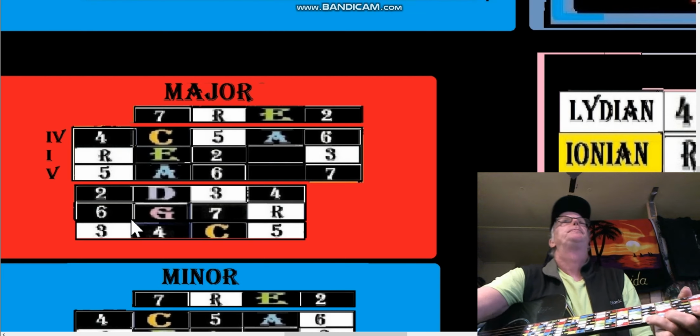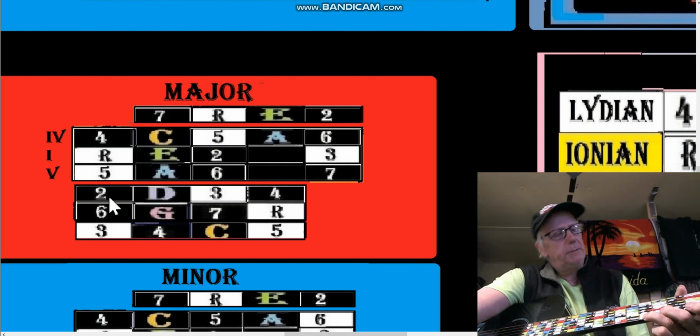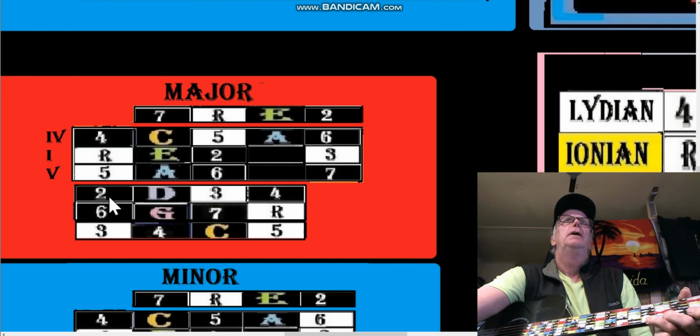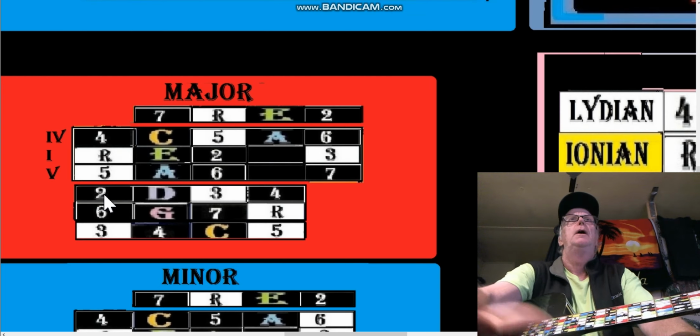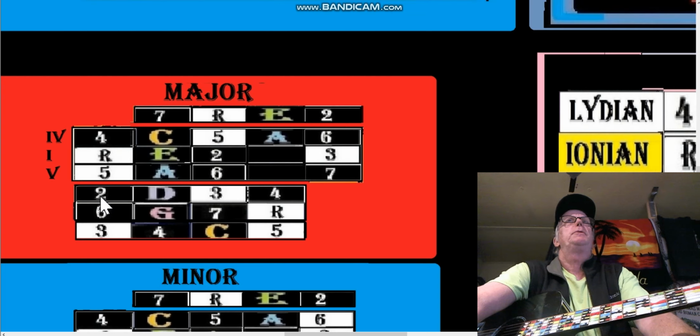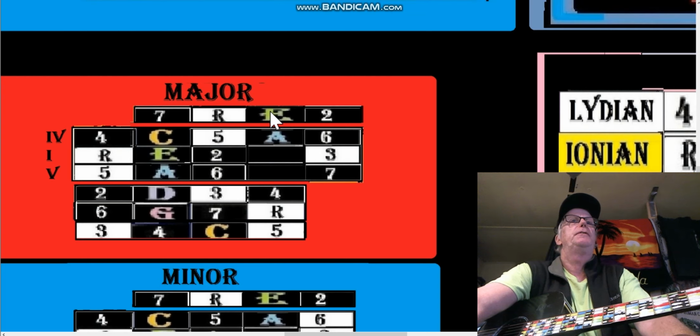Notice. Now wait a minute, something doesn't look right there. If we were starting from the root, we're going to go 1, 2, 3, 4, 5, 6 strings. Okay, it's important to remember that the shape that we put on top of that 7 root 2 is going to be the fifth of E, the C shape's going to go there, because we're looking at this C shape here, 3, 4, 5.